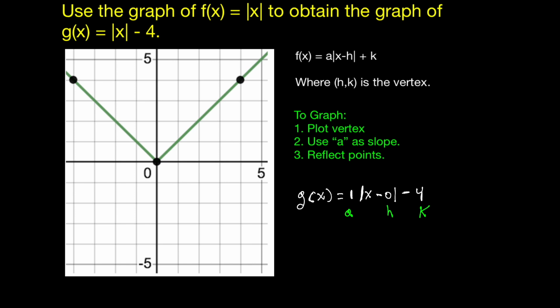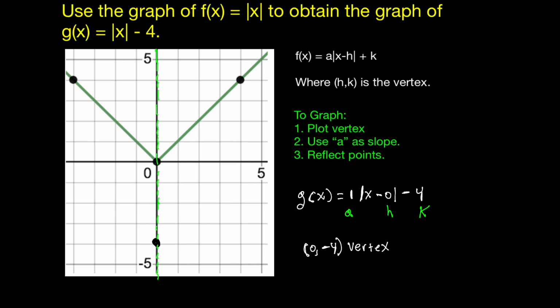So I'm going to begin by plotting 0, comma, negative 4, since that is the vertex. So I'm going to go to my graph, and at the origin, I'm going to go down 1, 2, 3, 4 units. Now at the vertex, we have that axis of symmetry. So I'm going to go ahead and emphasize this in green.